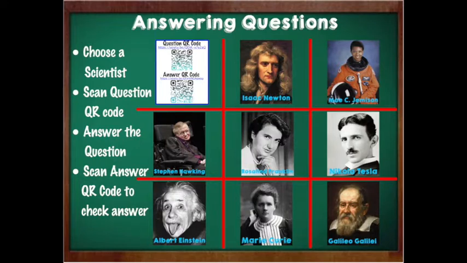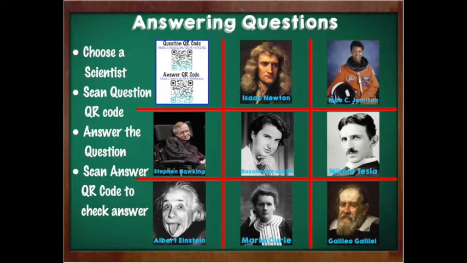The QR code will take the student to a chatterpix of the scientist they chose, and the scientist will read a science question. This occurs when water vapor in the air gets cold and changes back into liquid, forming clouds. A. Condensation, B. Evaporation, or C. Percolation. The student will select the most appropriate answer and scan the answer QR code to confirm their answer. If you chose A. Condensation, you are correct.